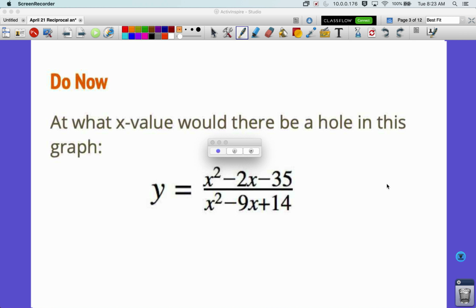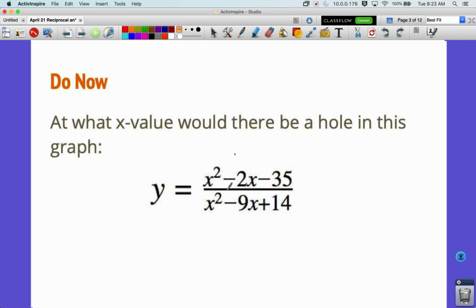Let's go ahead and get started with a quick review of rational functions. It is going to be pertinent to today's lesson. So at what x value would there be a hole in this graph? If you can't quite remember our unit on rational functions, it's just a good idea to factor everything at the beginning of these problems, and that would help jog your memory on what the next step would be. So factor first, factoring is always a good idea. Even if you don't end up using the factored form, it doesn't take too long and it's pretty helpful.